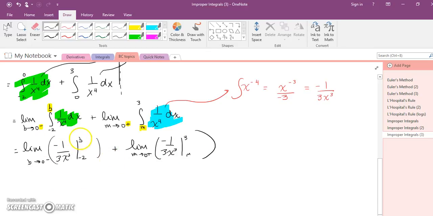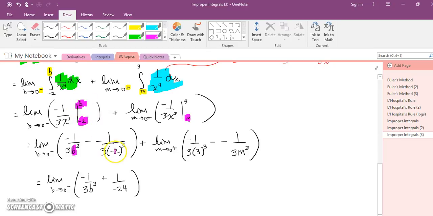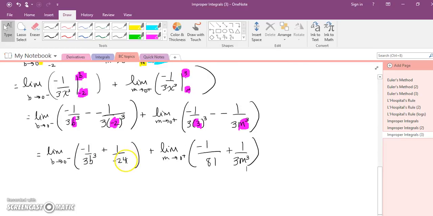So now we can go ahead and plug in our limits of integration. What I did here is I plugged in b and -2, and then I plugged in m and 3. And now I'm going to clean it up just a tiny bit and think about what's going to happen when I plug in 0. Here's what I have when I simplify it. Now I'm ready to think about actually doing direct substitution with my limit. If I plug 0 in here and I plug 0 in here, I now have -1 over 0, which we know is infinity, and this would be infinity as well.